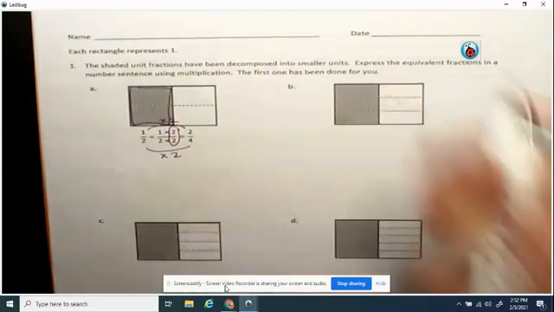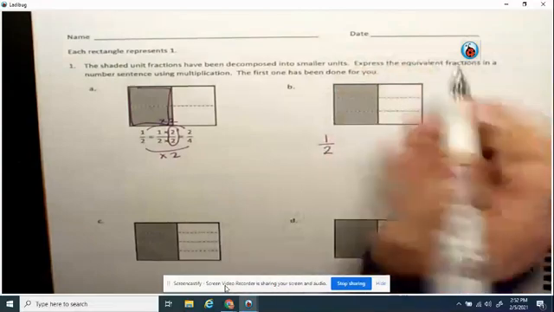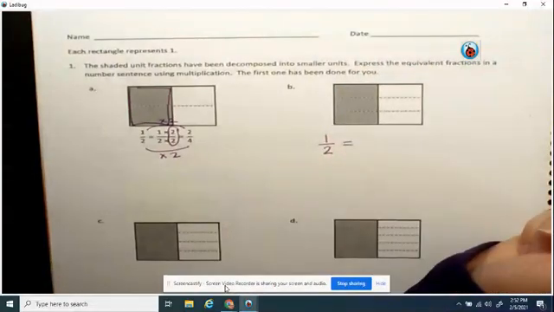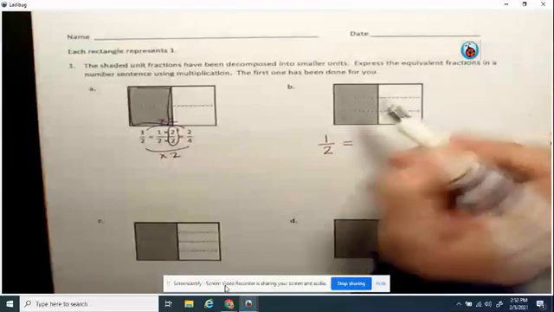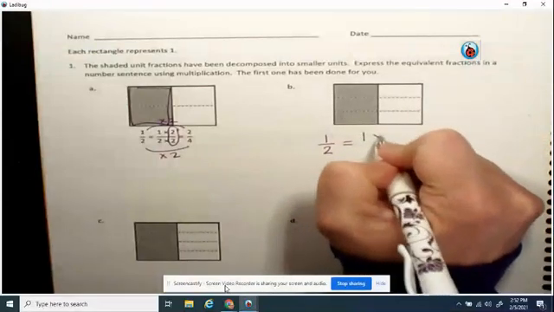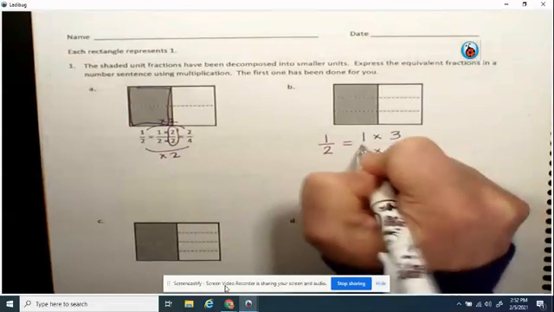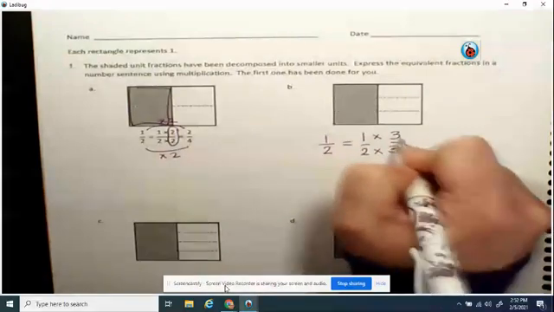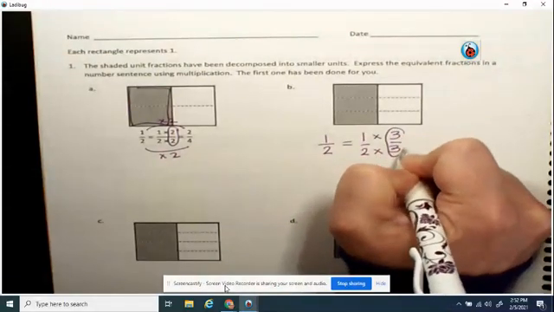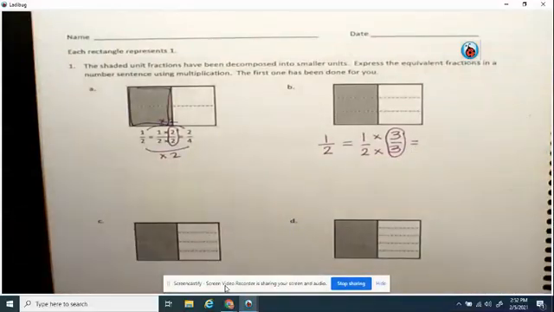Alright, so right here I start out with 1/2. That's before I look at the dotted lines. If I just look at it, I've got 1/2. 1/2 is equal to, well, I split it into 3 pieces, so 1 times 3 and 2 times 3. I just took that 1/2 and I'm multiplying it by 3 each one, because when I multiply by 3/3, that's the same as multiplying it by 1, so it's an equivalent fraction because it's being multiplied by 1.